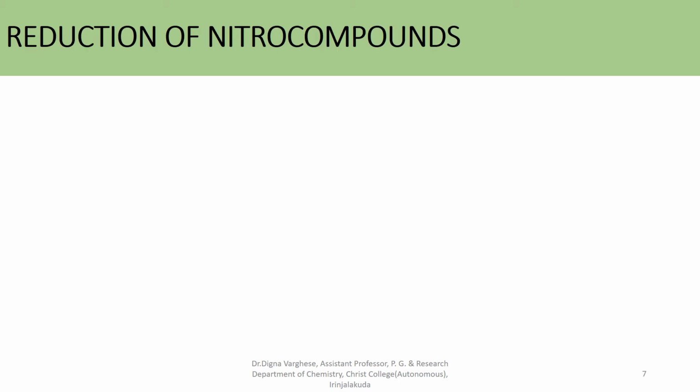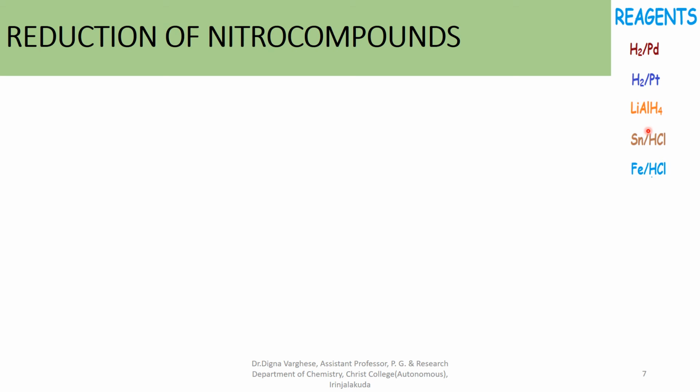First method for the preparation of amines is reduction of nitro compounds. Nitro compounds can be reduced by catalytic hydrogenation to the corresponding primary amines. The reagents used for the reduction reaction are hydrogen on palladium, hydrogen on platinum, lithium aluminum hydride, tin in HCl or iron in HCl. So any one of these reducing agents can be used for the reduction reaction.